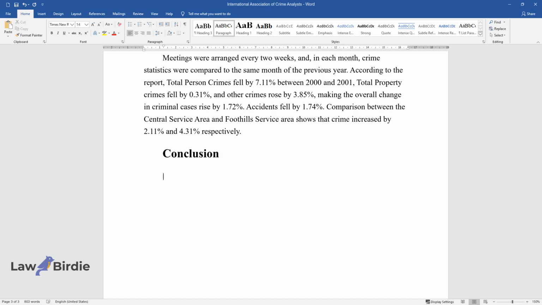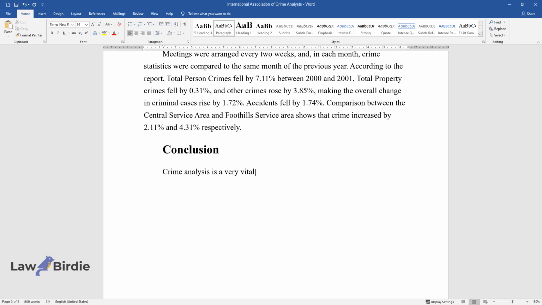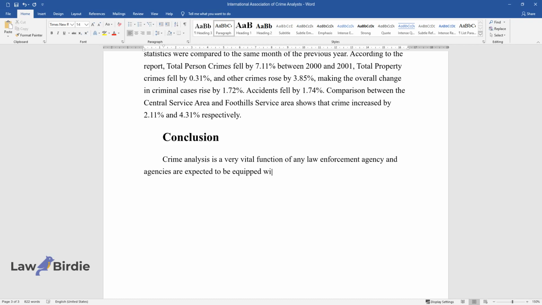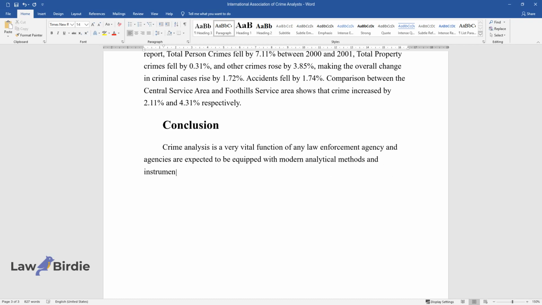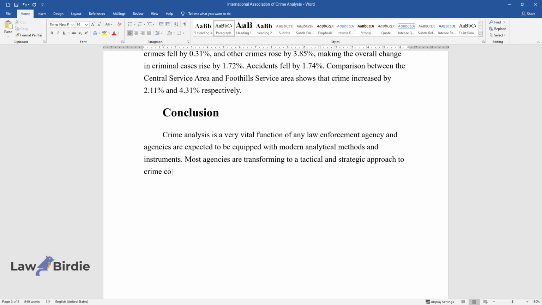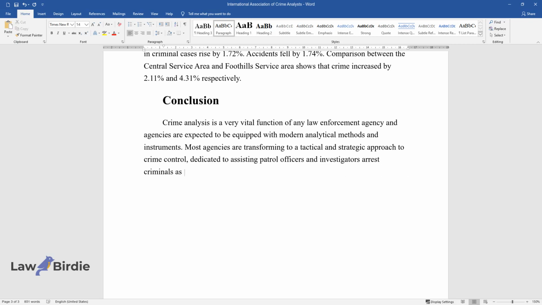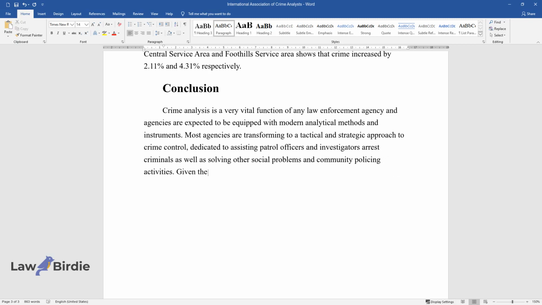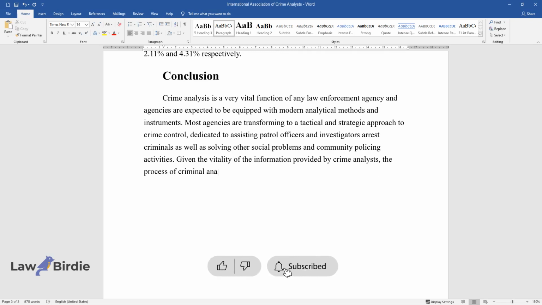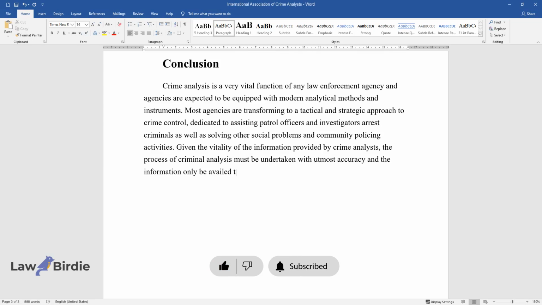Conclusion. Crime analysis is a very vital function of any law enforcement agency, and agencies are expected to be equipped with modern analytical methods and instruments. Most agencies are transforming to a tactical and strategic approach to crime control, dedicated to assisting patrol officers and investigators arrest criminals as well as solving other social problems and community policing activities. Given the vitality of the information provided by crime analysts, the process of criminal analysis must be undertaken with utmost accuracy and the information only be availed to the relevant authorities.